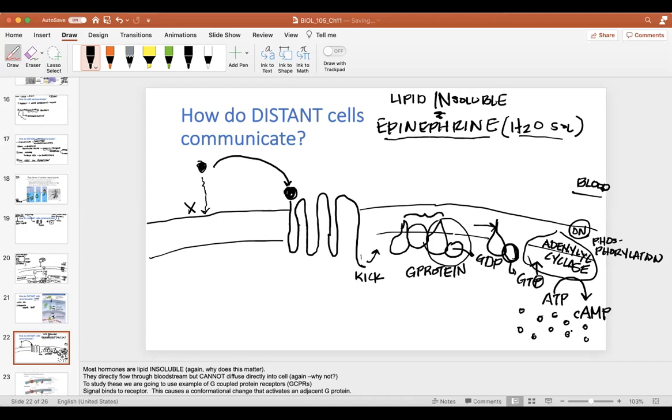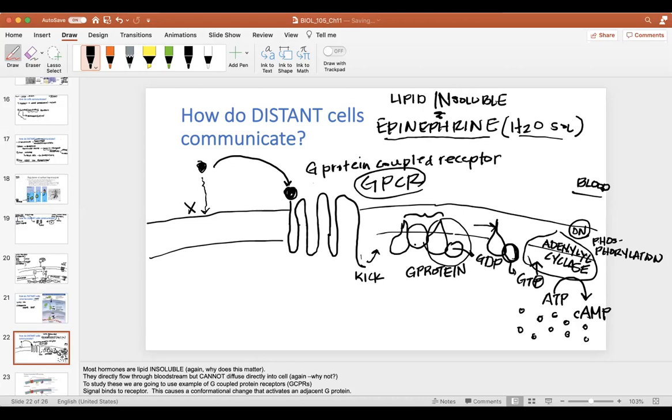So what we've done here is we've accomplished a couple things. First of all, let's name this system. This protein here, this receptor, is called a G protein coupled receptor, or a GPCR for short, okay? And it makes sense because this is a receptor that's right next door to a G protein, okay?